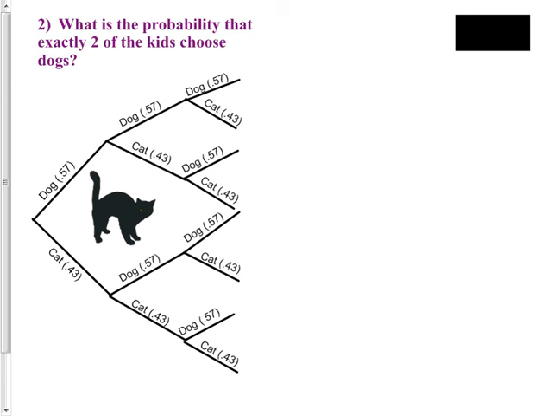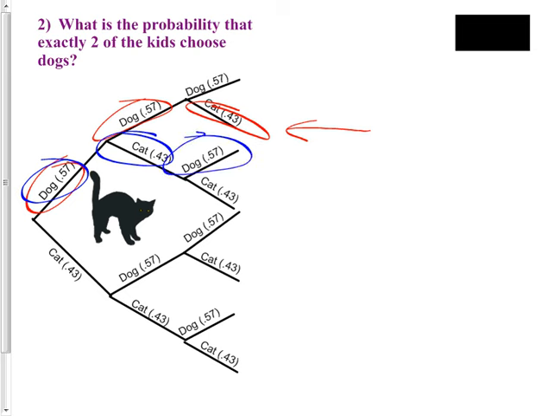Exactly 2 kids choose dogs. You've got to ask yourself, which of these routes work? This route up at the top, that does not work because it's all dogs. And it said exactly 2, not 3. This route works though, because it was a dog, and a cat. So that one is one of them. Once you figure out what that is, is there any other way you could get 2 dogs? Yeah. You could do this one. So that way works.